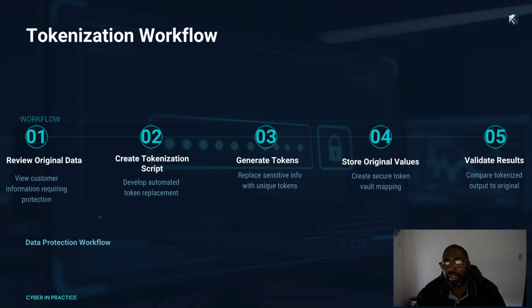Now that we completed the demonstration, let's review the workflow one final time. We started with sensitive customer information and identified that data required protection. Next, we applied tokenization to replace those sensitive values with unique tokens. We then separated the protected data from the original values by storing the mapping in a token vault. Finally, we validated the results to confirm that the data remained usable while significantly reducing exposure. With that in mind, let's wrap up the key takeaways.